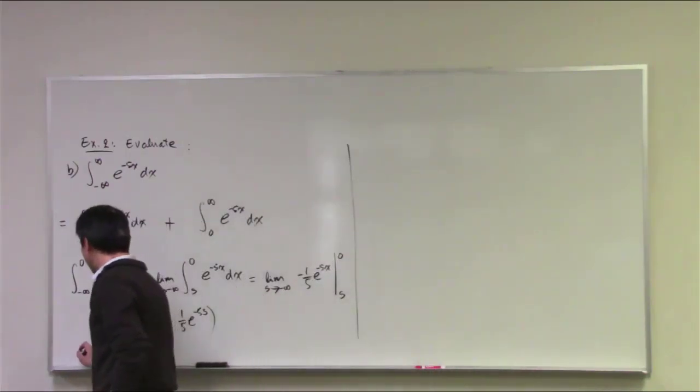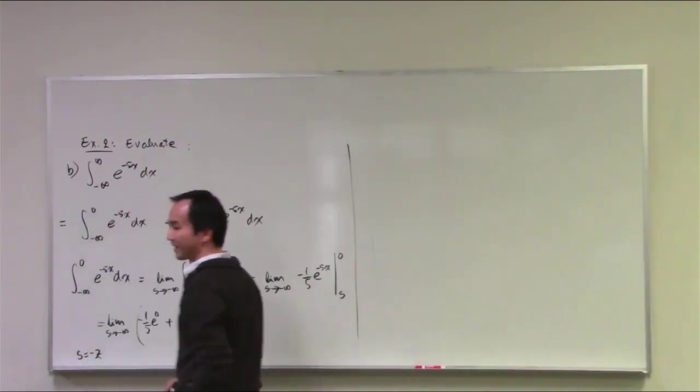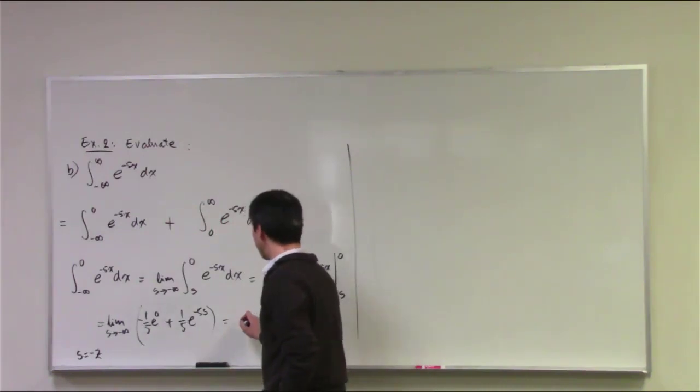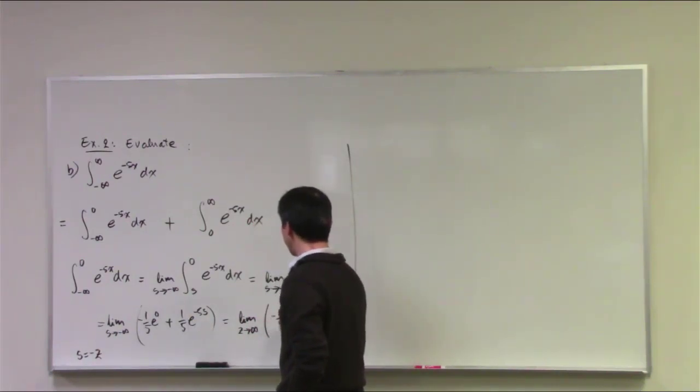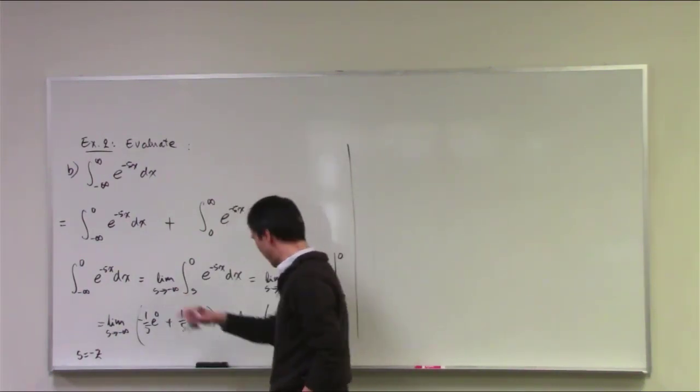So think about we're going to let s equal negative z. For this case, that turns it into z going to positive infinity. And our function here is negative 1/5, and by the way, e to the 0 is just 1. That's why I'm writing it like that.